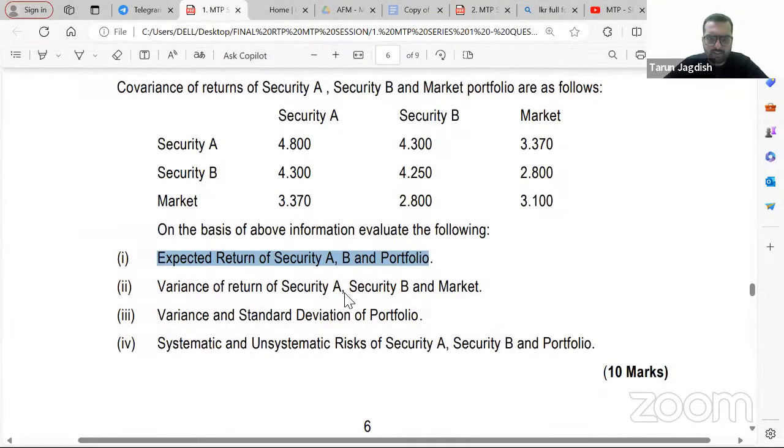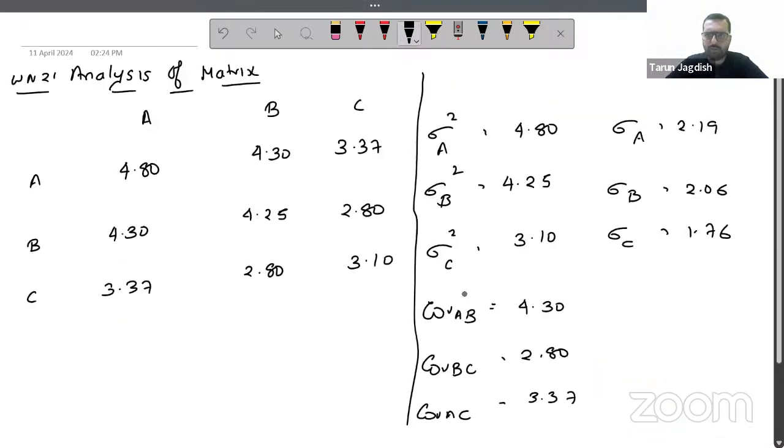Once you get this, second, they're asking you to find out the variance of security A, security B, and the variance of the market. Okay, friends, I think one correction I need over here. This is not variance of C. C is actually the market, so we'll call it M. A, B, and then you have M. So it will be covariance of BM.